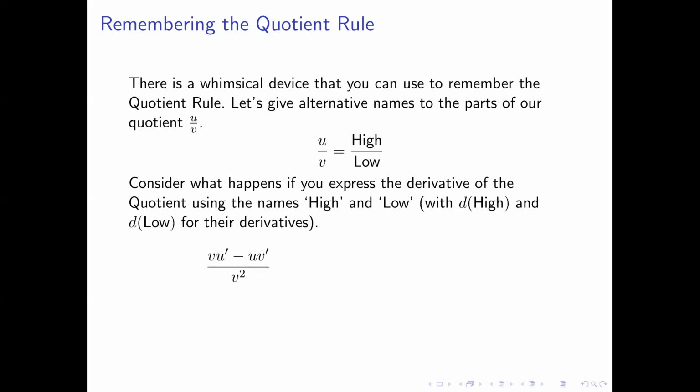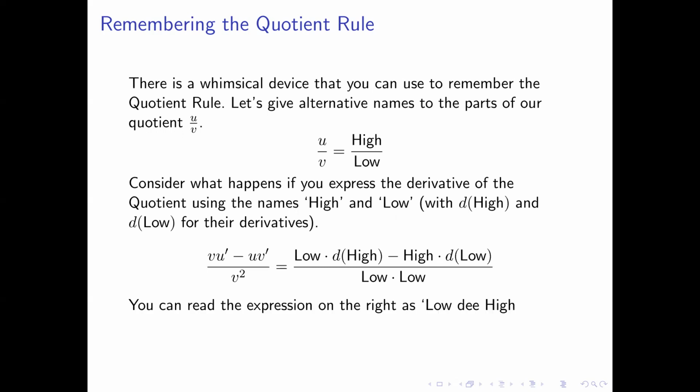Now, here is what the quotient rule says is the derivative of u over v. But if we put this in terms of high and low, it comes out like this. Low d high minus high d low over low low, or low times low. So you can kind of read that and almost make a song out of it. Low d high minus high d low over low low. It sounds like something you might hear in Snow White and the Seven Dwarfs. It's a little corny, but that is a useful way to remember the details of the quotient rule and how all the parts fit together to give you the entire derivative.